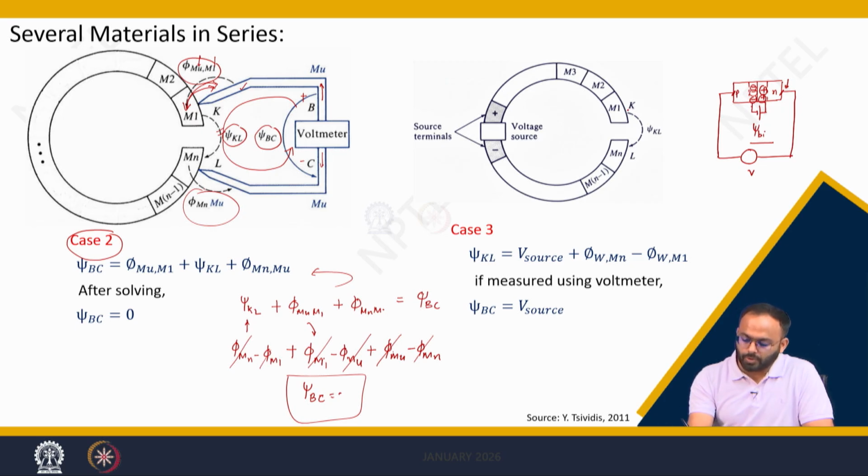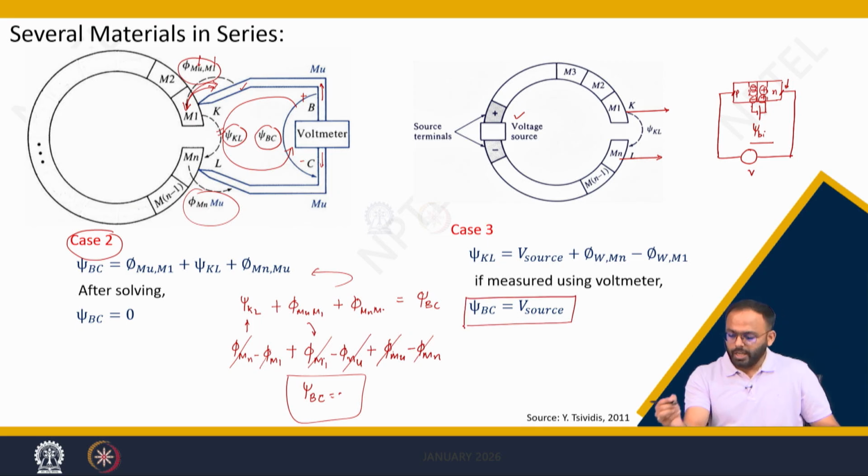So, if you rewrite this equation by inserting a voltage source into the connection, then ultimately psi BC is nothing but what? V source. That is, if you apply a forward voltage or a reverse voltage, that voltage reading can be shown in the voltmeter, but not the built-in voltage.